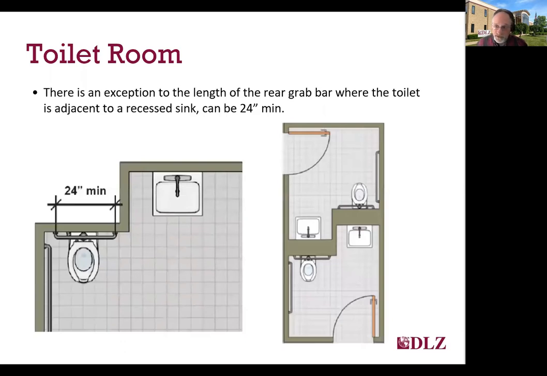There is an exception to the length of the grab bar where it's adjacent to a sink that's been recessed to provide a clear space at the toilet. You are allowed to have a bar that is 24 inches long, centered on the toilet if it's adjacent to a recessed sink. This can be a good option in paired rooms, like the one in the photo or the figure on the right, or if there's adjacent spaces that you can borrow from to recess, but you might not always have that ability.